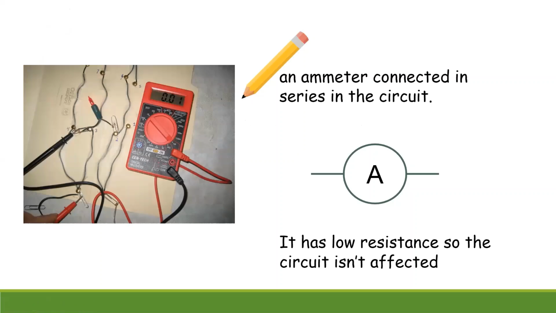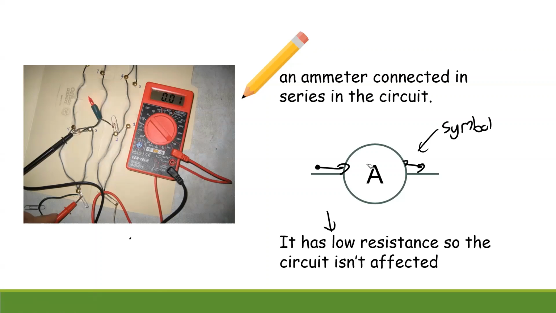An ammeter is connected in series in the circuit. And this is the symbol, and it has a very low resistance. Because it has a very low resistance, it doesn't affect the circuit. The main basic idea is, as charge travels through an ammeter, it will change what it measures.